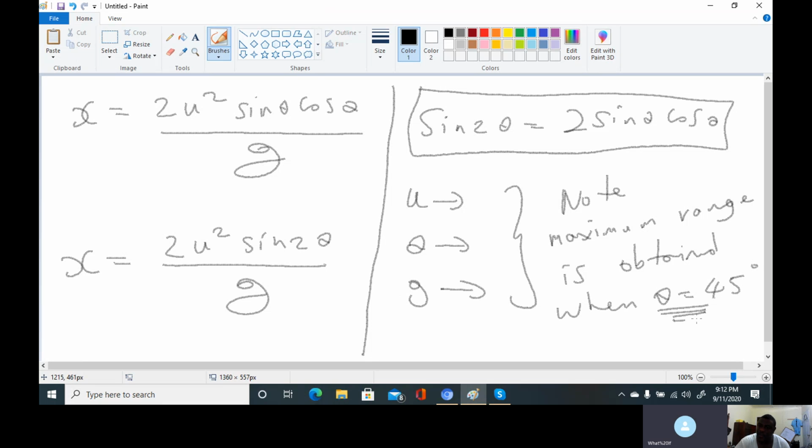But the maximum range of a projectile occurs when theta is equal to 45 degrees.